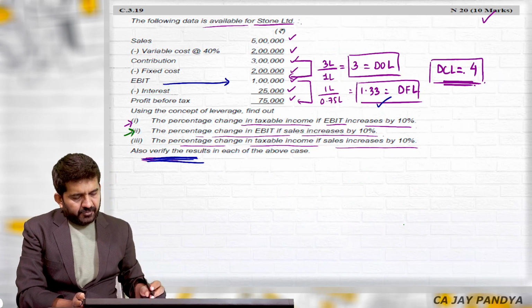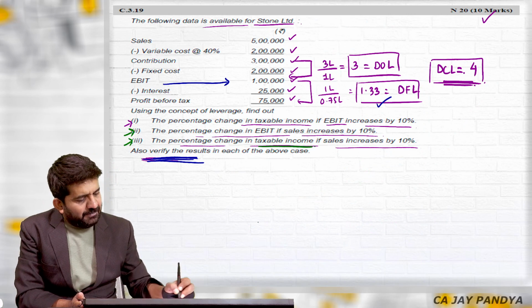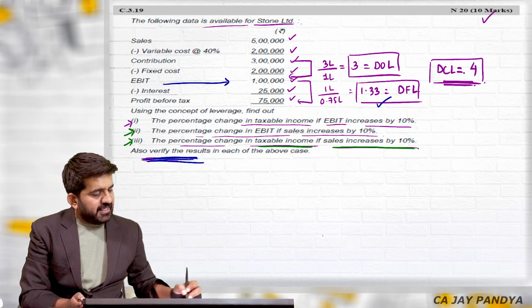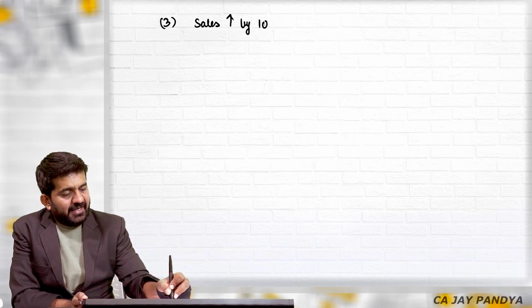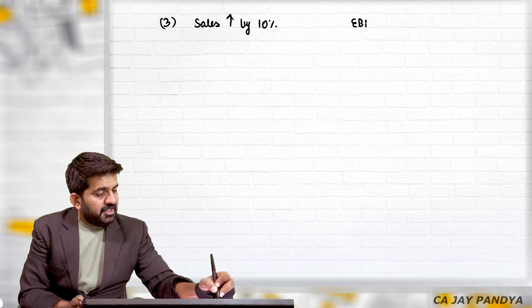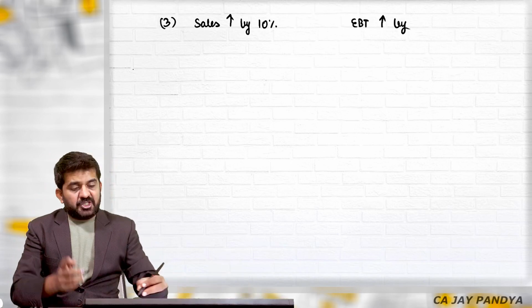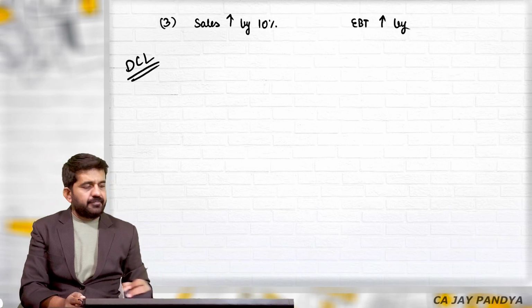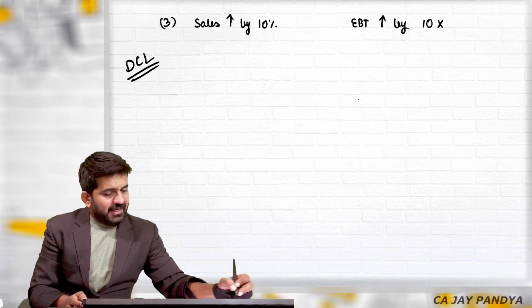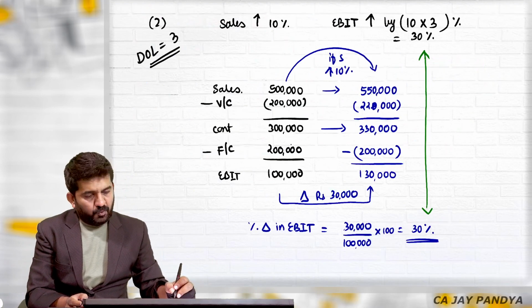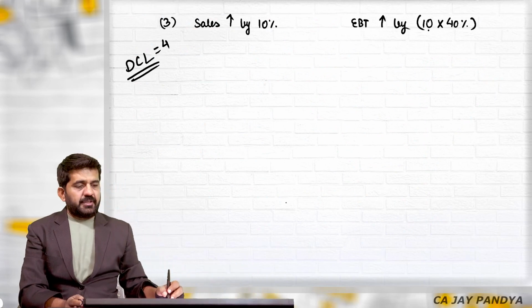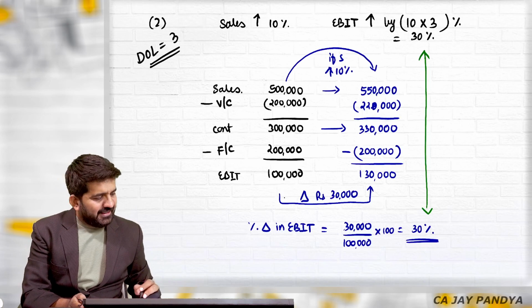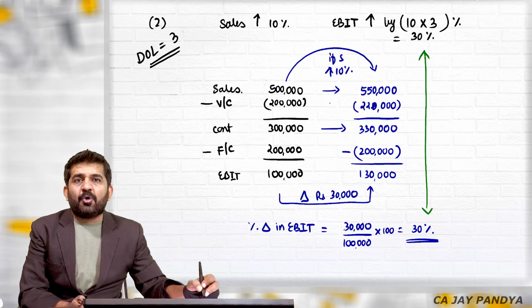Number 3, the percentage change in taxable income, which is EBT, if sales increases by 10%. Then EBT will increase by, which leverage should be used? The degree of combined leverage. EBT will increase by 10 into degree of combined leverage, which is 4. It will increase by 40%. If the sales increases by 10%, we already know EBIT, right?